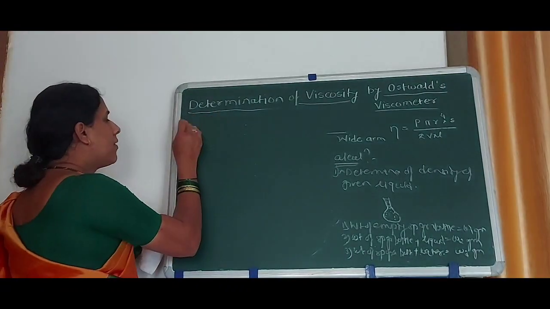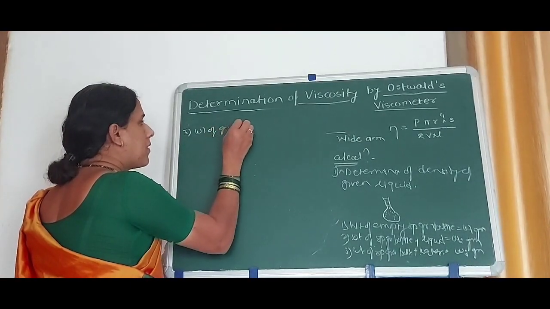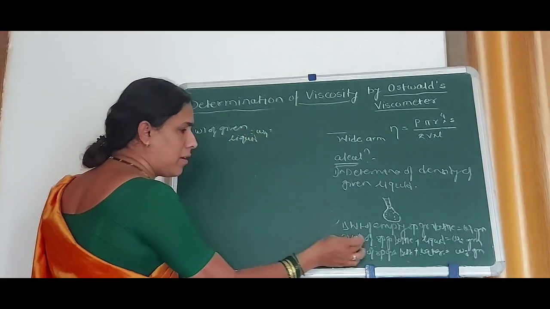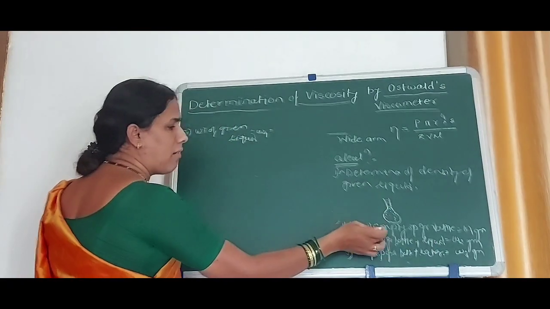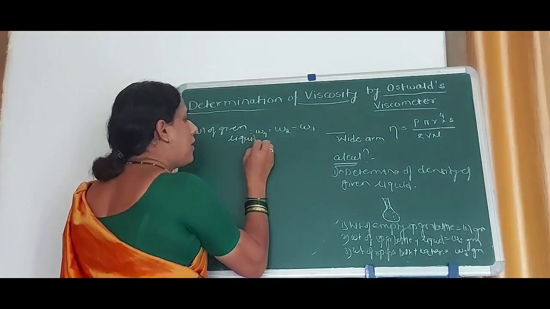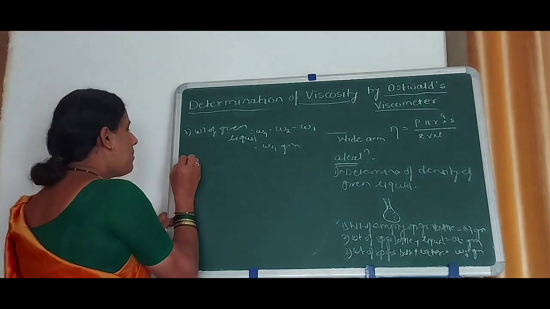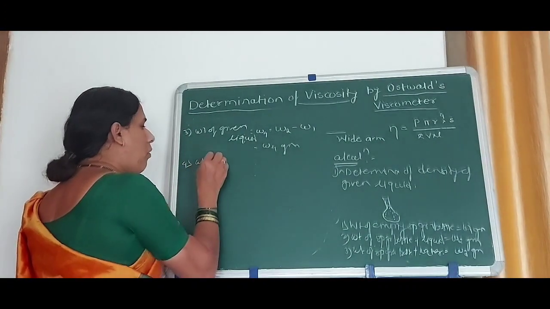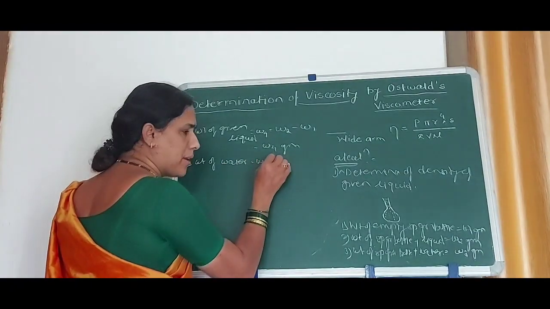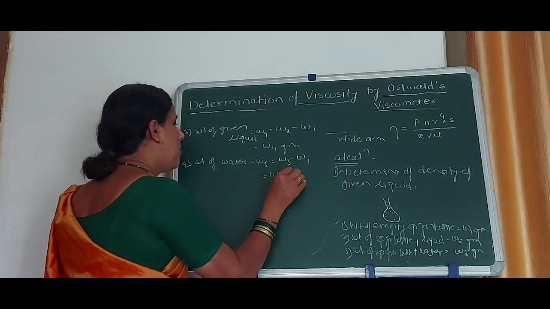Therefore, the next calculation is the weight of the given liquid, W4, which is equal to the weight of the specific gravity bottle plus liquid minus the empty bottle, that is W2 minus W1. We get W4 gram, that is the weight of the given liquid. In a similar fashion, you get the weight of water. Weight of water, say W5, is equal to W3 minus W1.